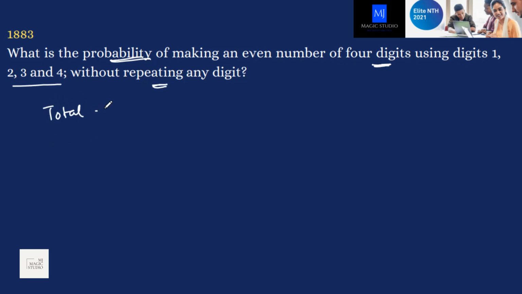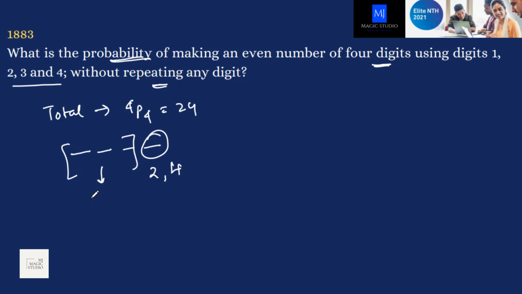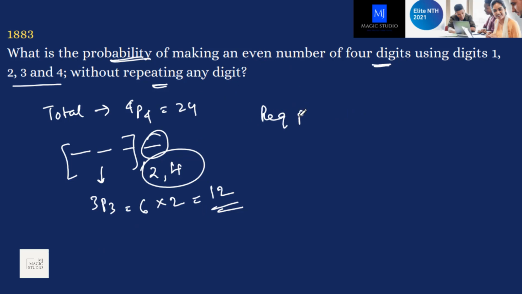So how many total numbers of 4 digits can we have? 4P4, that is 24. And out of this, how many would be even? For a number to be even, the last digit should be either 2 or 4. So the remaining 3 places would be filled in 3P3 ways, that is factorial 3, 6 ways, and the last place would be filled in 2 ways. So in total we will have 12 even numbers of 4 digits. So the required probability is favorable cases by total cases, that is half.